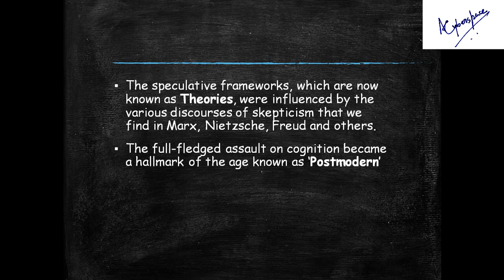So the full-fledged assault on cognition became a hallmark of the age known as postmodern. So postmodernism also has its origin in Marx, Nietzsche, Freud, and others who assaulted the idea of human consciousness and meaning generation and how things appear to us.